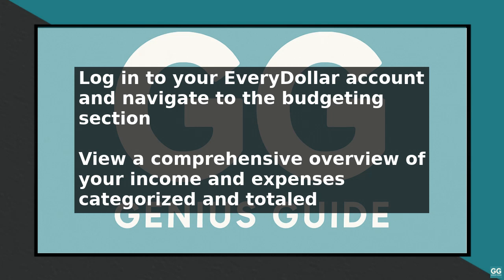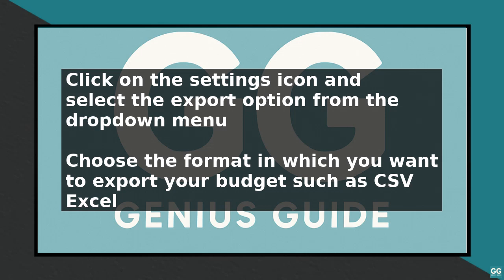The first step in exporting your budget is to click on the settings icon, typically represented by a gear or cog symbol. From the drop-down menu, select the Export option. This will prompt a new window to open, where you can choose the format in which you want to export your budget. Common formats include CSV, Excel, and PDF.